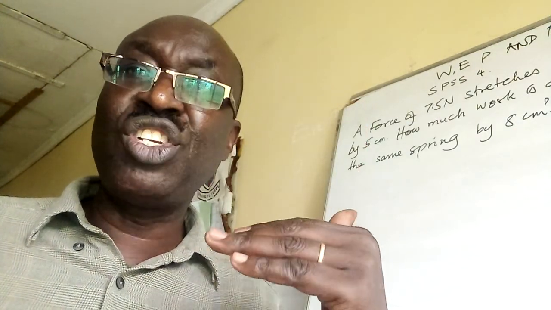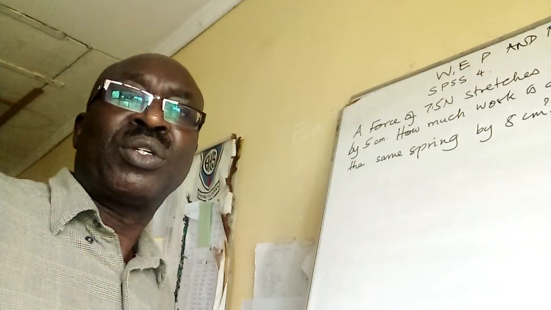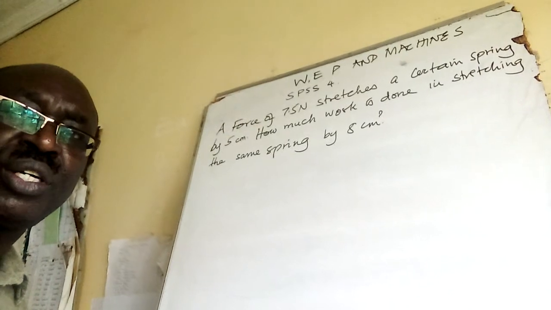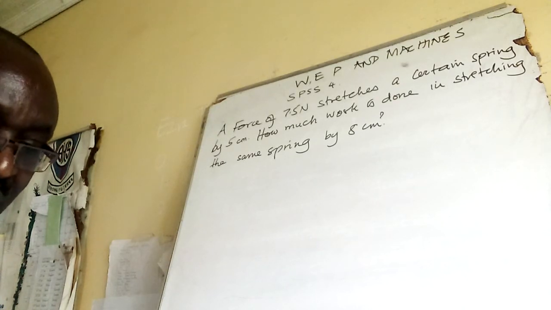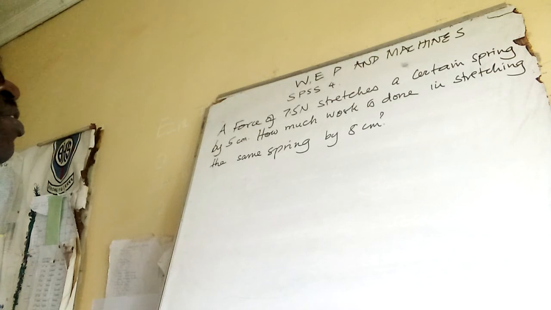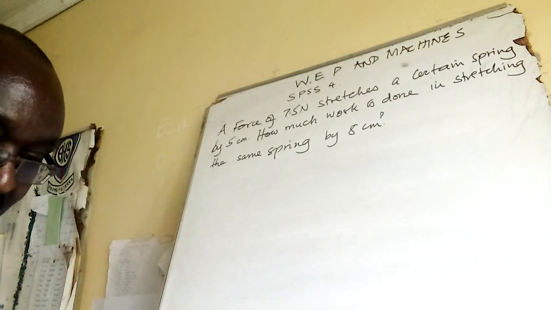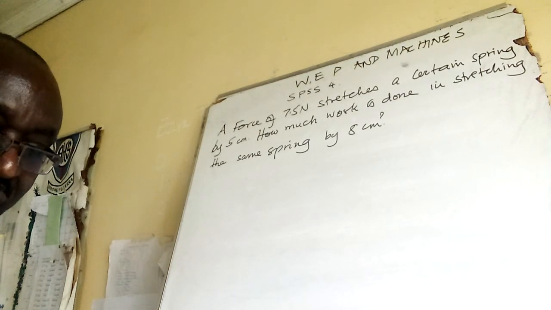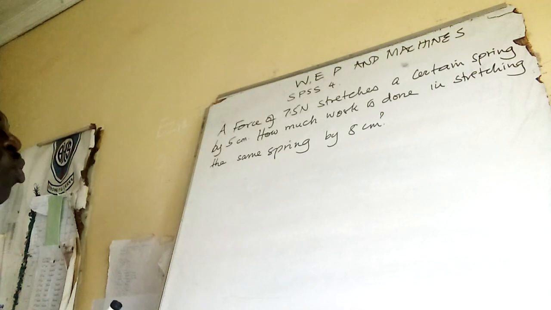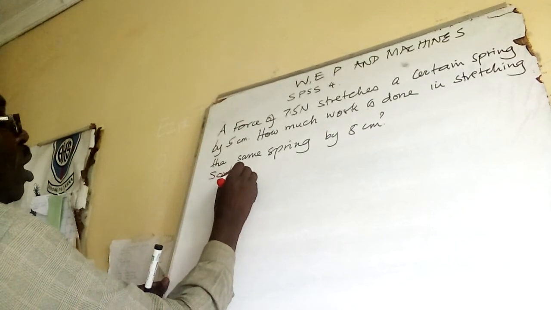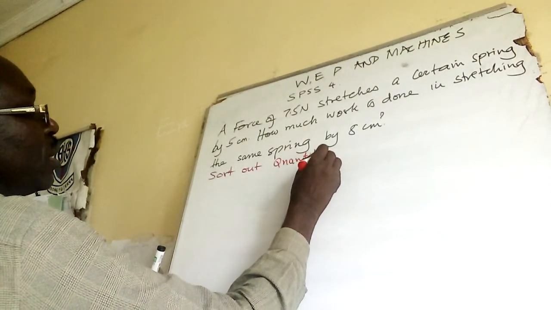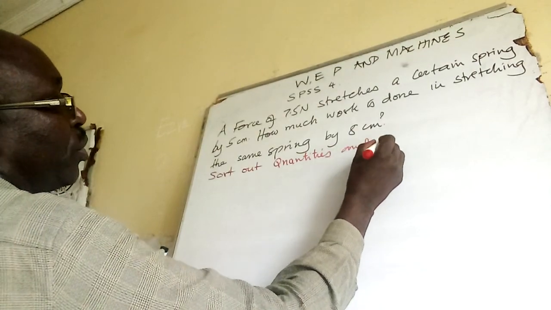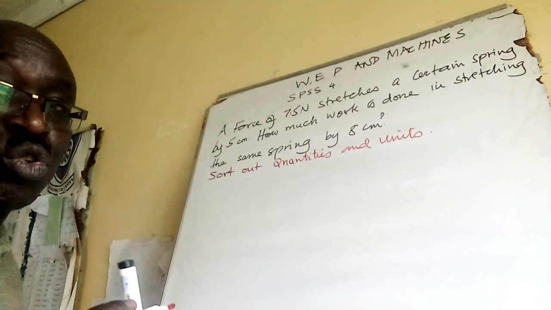So we are going to see each step using the example above. So let us focus on the entire question, and we see a force of 7.5 Newton stretches a certain spring by 5 centimeters. Okay? How much work is done in stretching the same spring by 8 centimeters? Okay? So let us first sort out quantities and units.